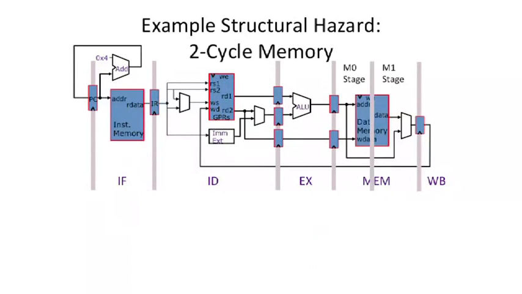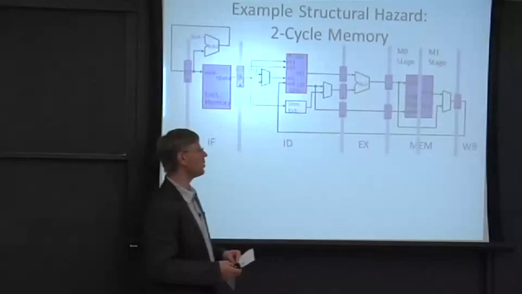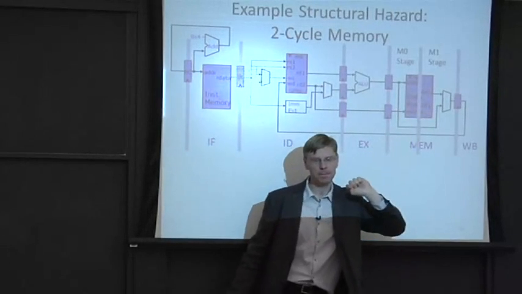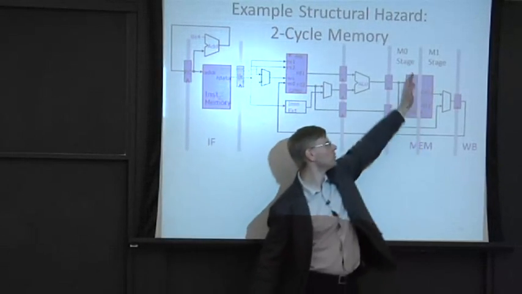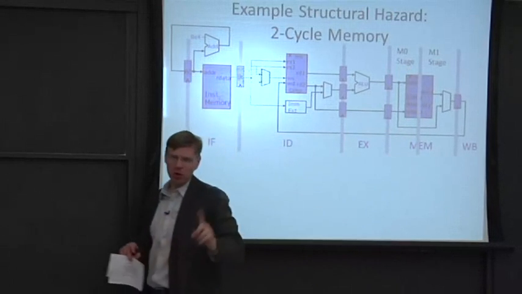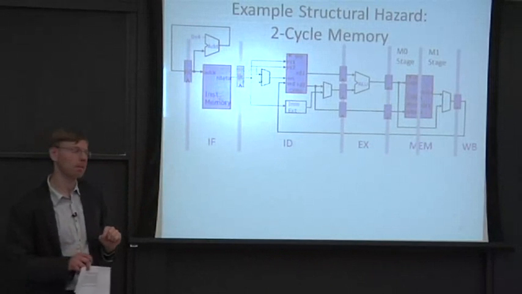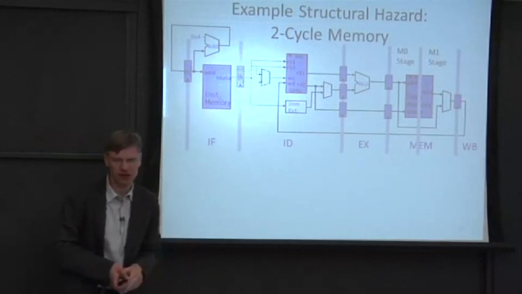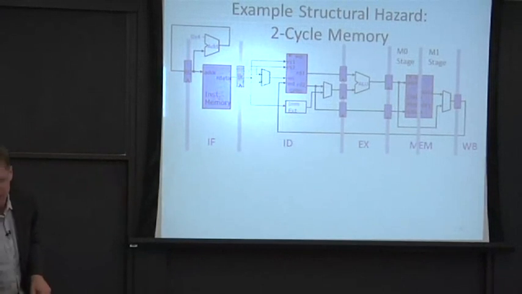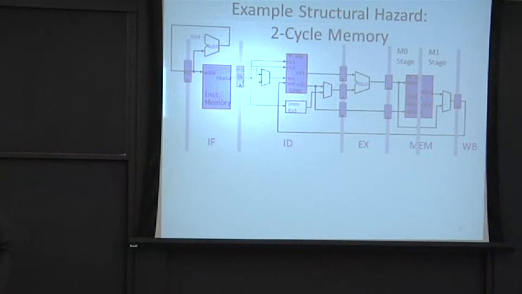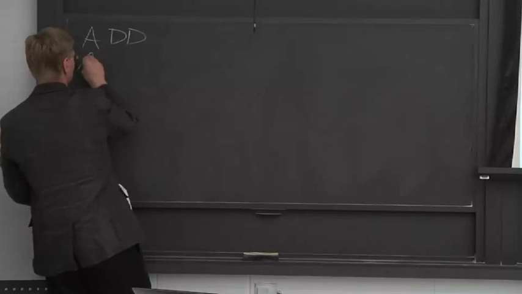let's go on to a different example here where we have a two-cycle memory. And this two-cycle memory, we're going to have stage M0 and M1. We put a pipeline register down the middle of our memory here, but only one thing is able to use that memory at a time. So let's briefly draw the pipeline diagram for something like this.